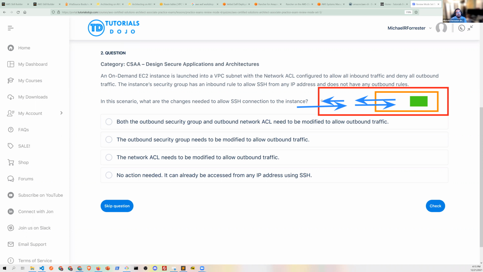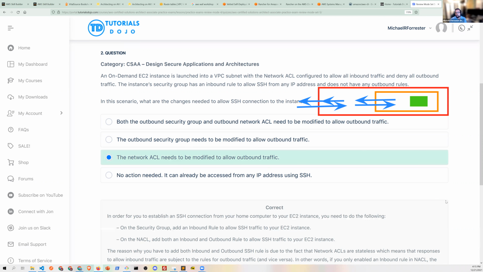So I actually need to add a rule that says that this traffic is going to be allowed, correct? Which I think some of you picked up on, which the network ACLs needs to be modified to basically allow outbound traffic. Remember, network ACLs require two rules, one for the request and one for the response. Security groups don't need that.